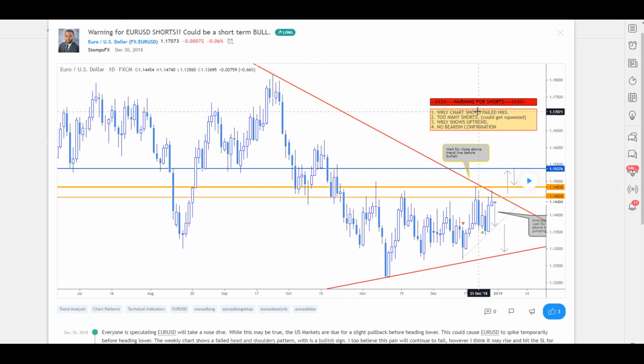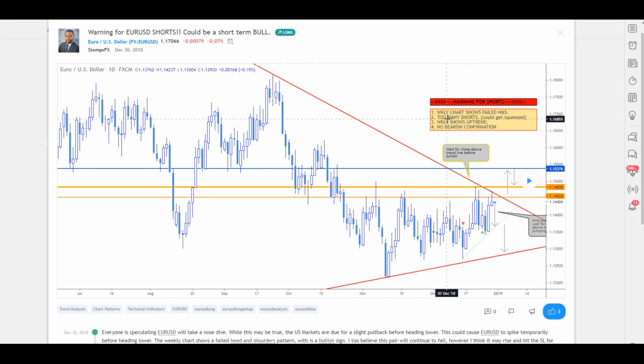Weekly chart shows failed head and shoulders. Basically, it looked like a head and shoulders pattern where you had a left shoulder, middle, and a right shoulder. But instead of breaking this level right here, it rejected and began going higher. So I did see that too.